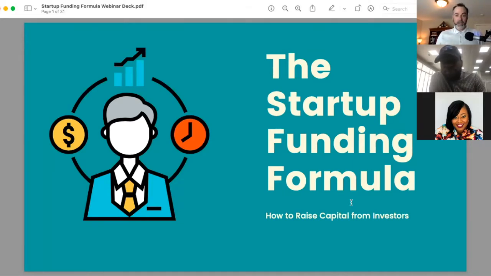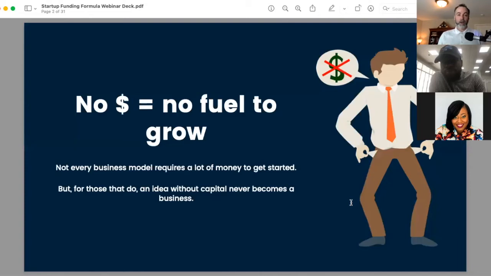So let's talk about it a little bit. The idea here is raising capital from investors. Now, the key with any business, right? You guys know this by now. If you don't have money, there's no fuel to grow. Certainly not every business needs capital in order to grow. There's this idea of bootstrapping, of running a lean business, meaning you just work with the revenue that you're generating to build and grow.